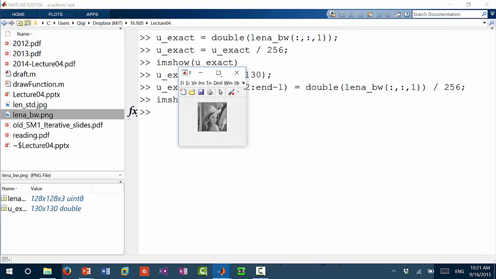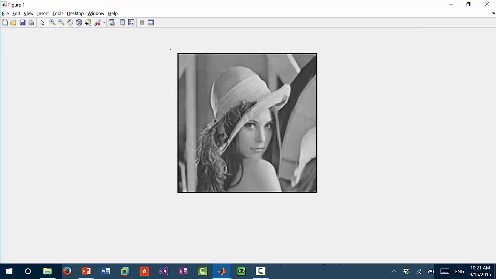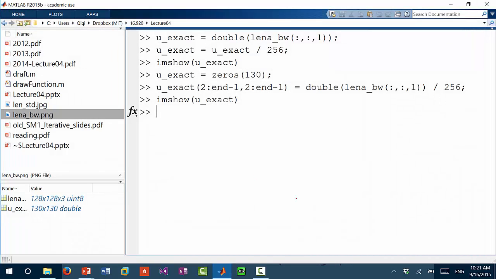So if I imshow it, it's going to be the same except you see a black frame around it. It's the boundary. All right. Okay. So how do we compute B?